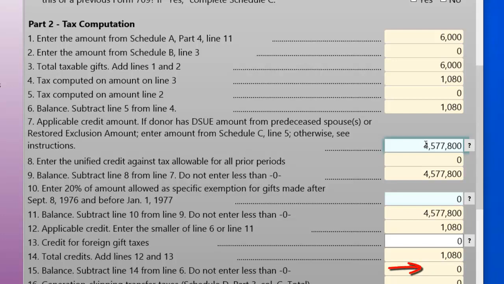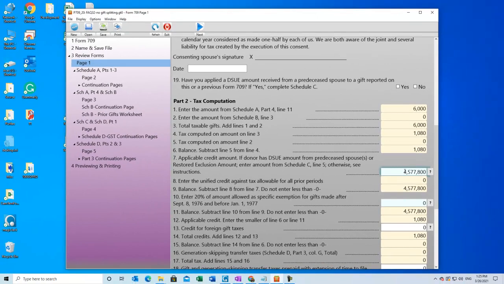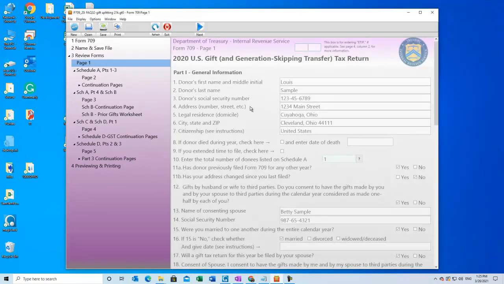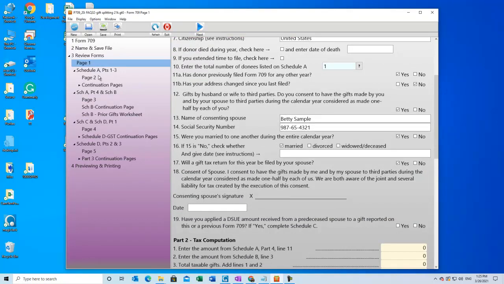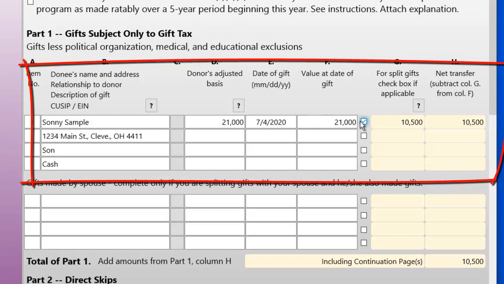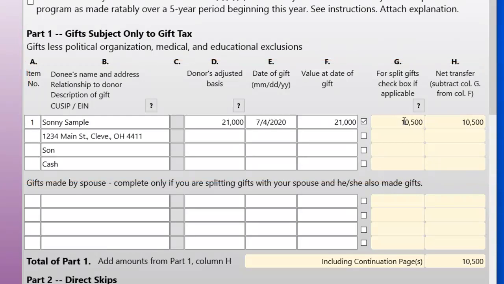Now let's change things around a little bit and take a look at a different situation where the spouses elect to split the gift. Okay, here's Lewis's return. We'll go to page 2, and there we see the $21,000, only this time the checkbox there means that the spouses are electing to split the gift, and that means that half of it is only subject to taxation here on donor Lewis's return.